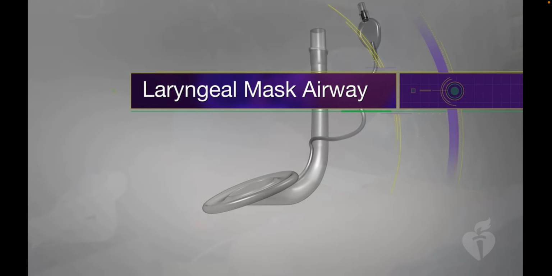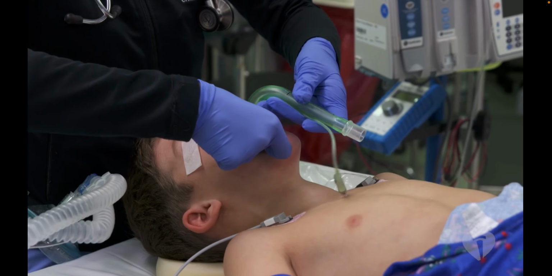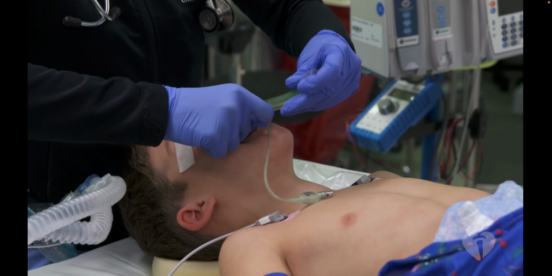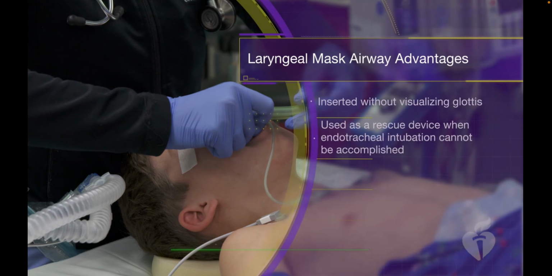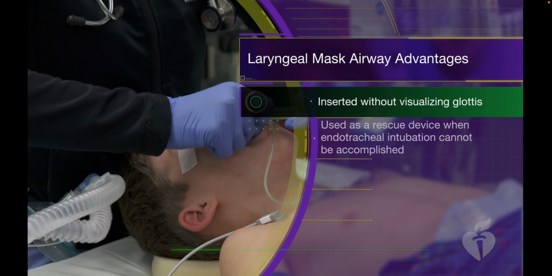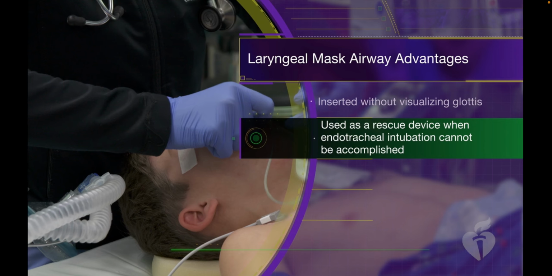Another advanced airway device is the laryngeal mask airway. This device offers two key advantages. It can be inserted without directly visualizing the glottis, and it can be used as a rescue device when endotracheal intubation cannot be accomplished.